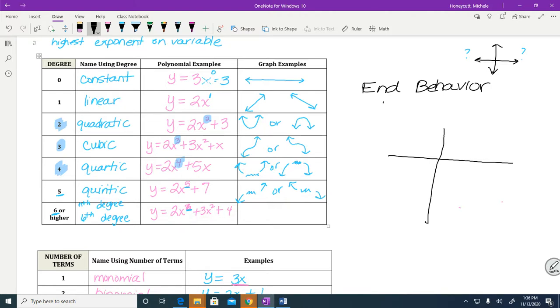And we'll say leading coefficient up here. Okay, so the leading coefficient could either be positive or it could be negative. And then on the right side will be our degree. And the degree could either be odd or an even number.